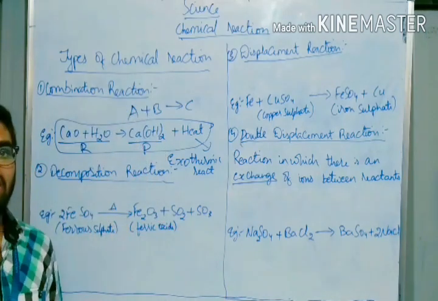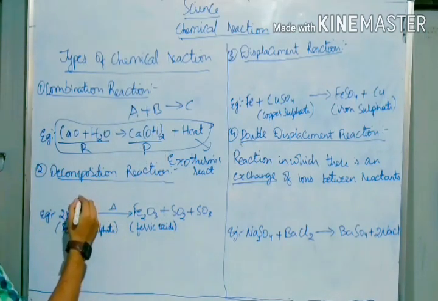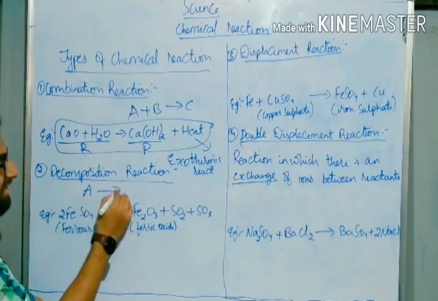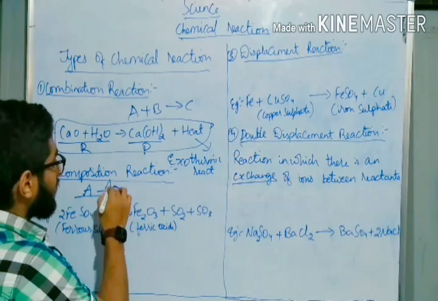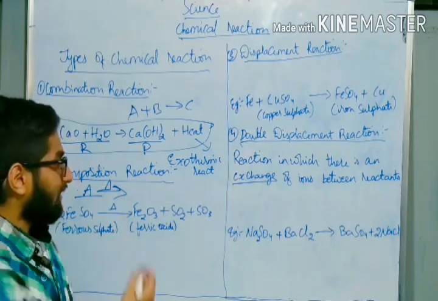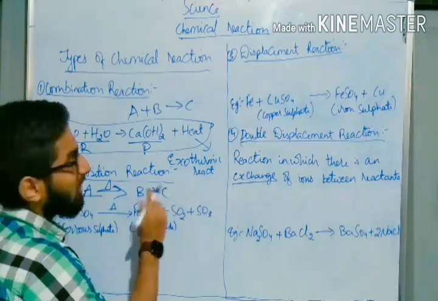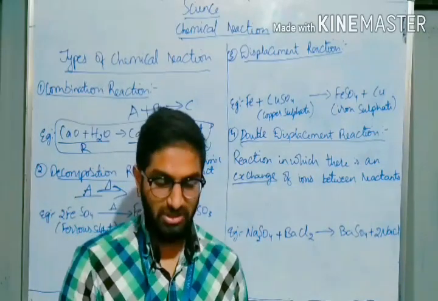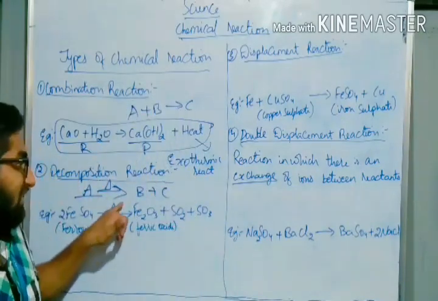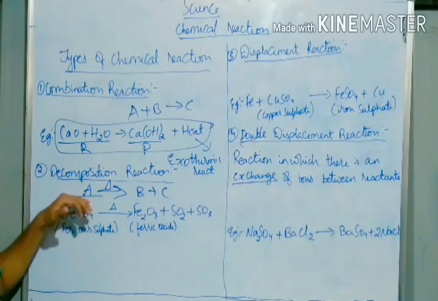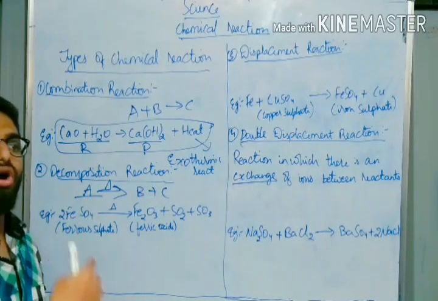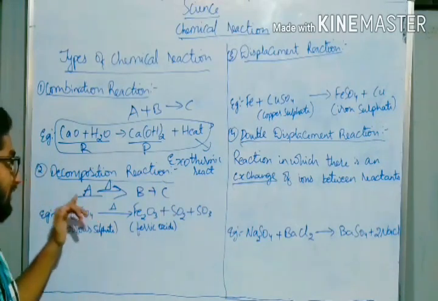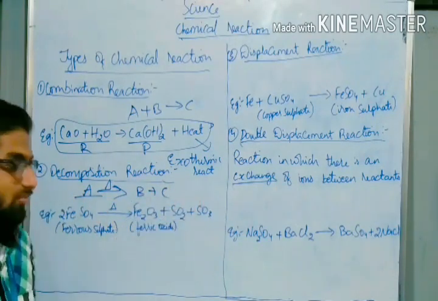But decomposition reaction is the opposite. Suppose you have A as a reactant. A is your reactant. A will react and give you B plus C or any other substances. So what do you understand by this? When A is getting reacted, you are getting two or more products. That's what decomposition reaction means.